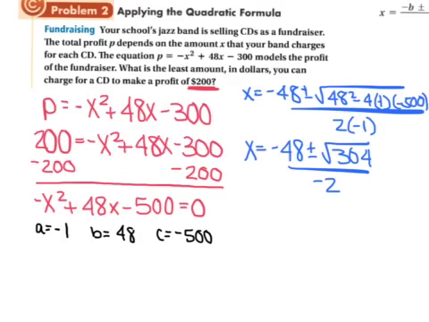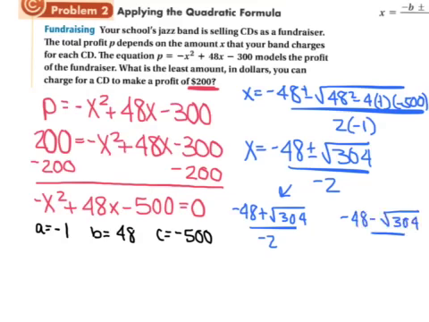And now we've got two different answers. We either have negative 48 plus the square root of 304 divided by negative 2, or negative 48 minus the square root of 304 divided by negative 2.